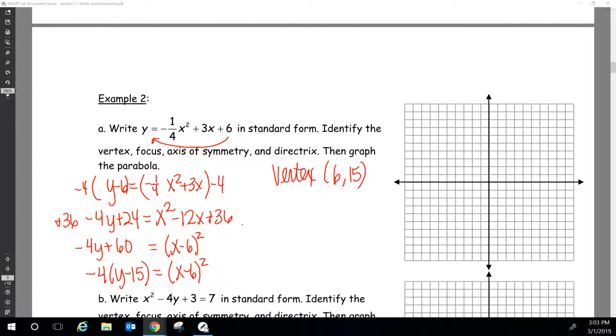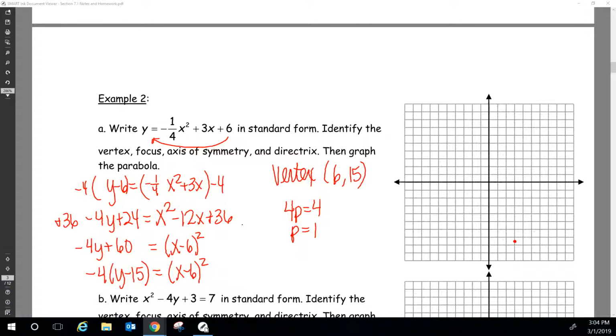So let's first graph the vertex. We're going to go by 2's. 2, 4, 6, that's my x value, and then 2, 4, 6, 8, 10, 12, 14. So halfway between there and the next one would be 15. All right, our focal width value is 4p, and this time it's equal to 4. So p is equal to 1.